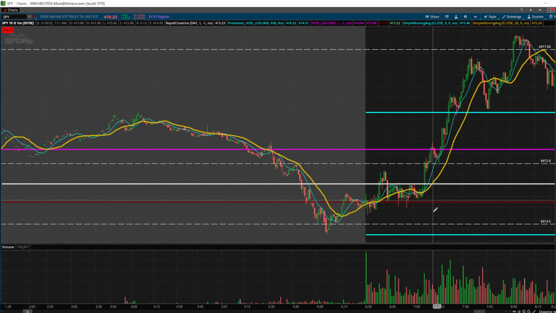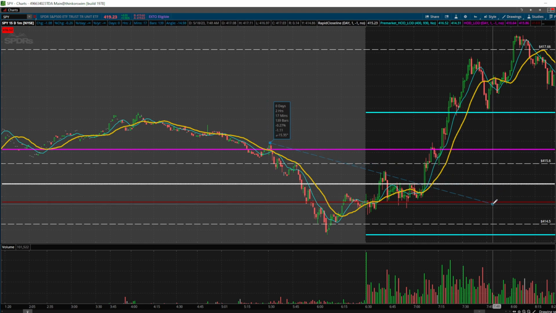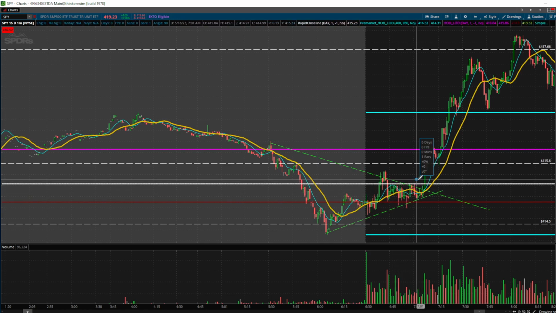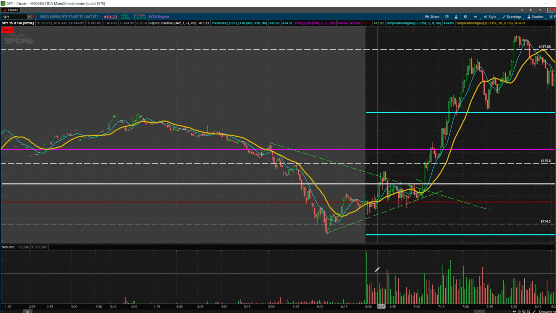So now we have a breakout pattern on the daily. We have a support that held from yesterday. We have coiling action, and if we tighten everything together, we have a wedge sitting right there. So we have a higher low, right? This is a low, a higher low, a higher low, coiling, and then a breakout right there.